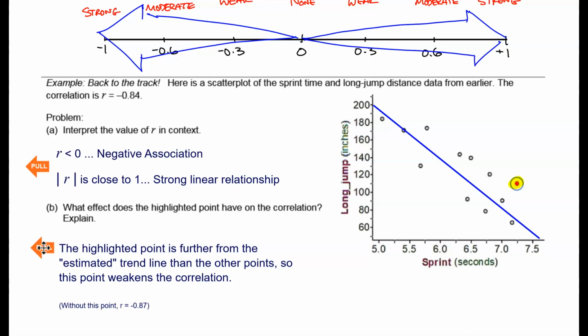So here's a good explanation for the effect of that point on the correlation. The highlighted point is further from the estimated trend line than the other points, so this point weakens the correlation. So this point actually moves the correlation closer to 0. And just as a little fun fact, if I were to remove that point, the correlation would get stronger. It would go from negative 0.84 to negative 0.87. All right, folks, that's it for page 2. We're going to shut this video down, and then you can pick it up with page 3 in just a moment.